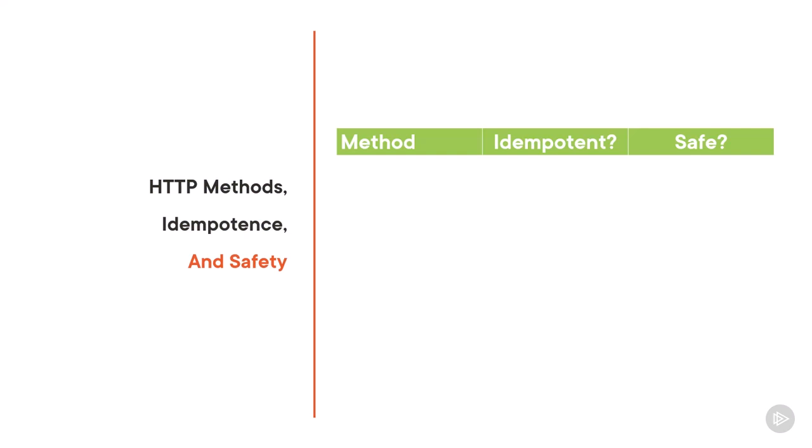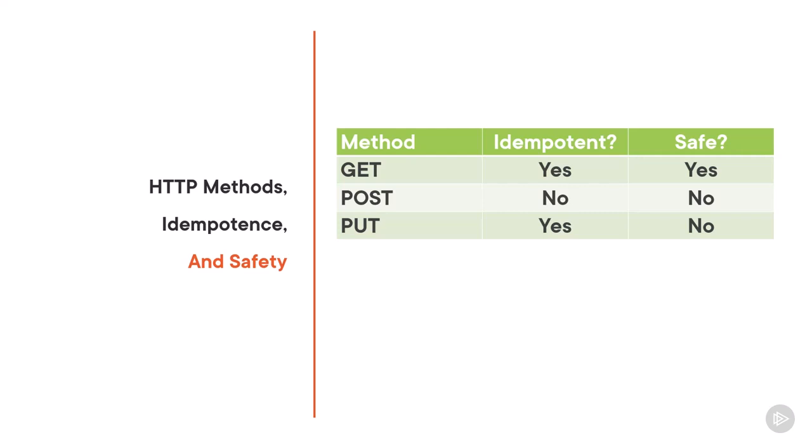That gives us this simple reference table showing the different methods and whether or not they're idempotent or safe, or both. GET requests should be read-only. They shouldn't change state. They should be repeatable and cacheable. POST requests create new resources. They change state and should not be repeated, since doing so would create additional, possibly duplicate resources.